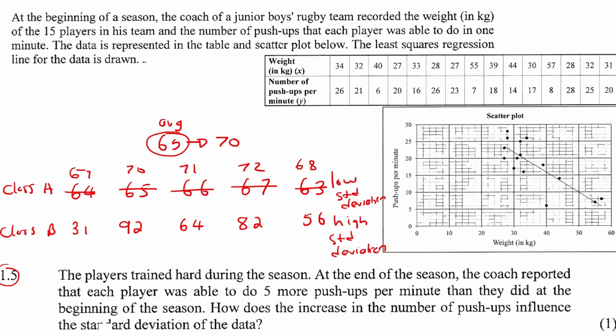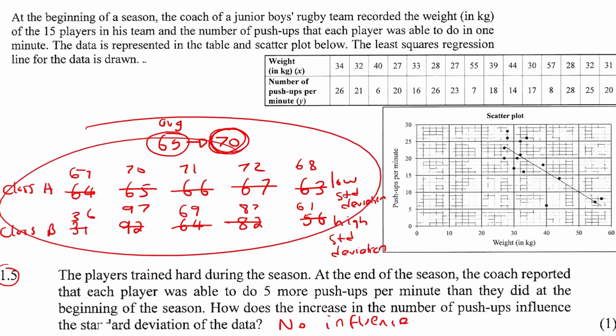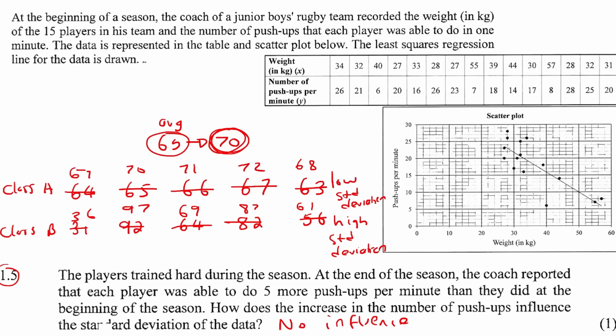So the point is that if all of the values go up by the same amount, then the standard deviation doesn't change. Even over here, it wouldn't change. This would just go to 36, this would go to 97, this would go to 69, this would go to 87, and this would go to 61. But the average would go to 70, and so the spread is going to stay exactly the same. The deviation will stay the same, and so we will say no influence over here. Whether we're talking about maths marks or push-ups makes no difference.